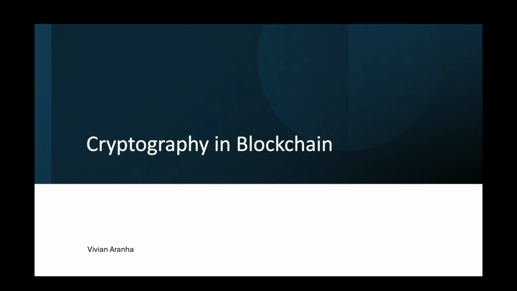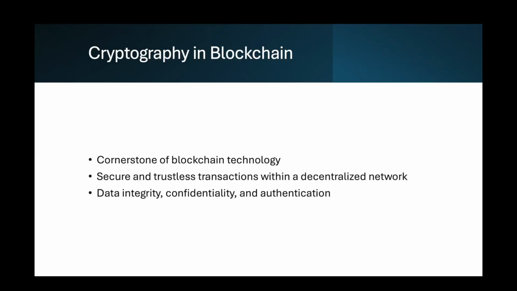Cryptography and blockchain. Cryptography is the cornerstone of blockchain technology, ensuring secure and trustless transactions within a decentralized network. This section explores the cryptographic principles that underpin blockchain, ensuring data integrity, confidentiality, and authentication.